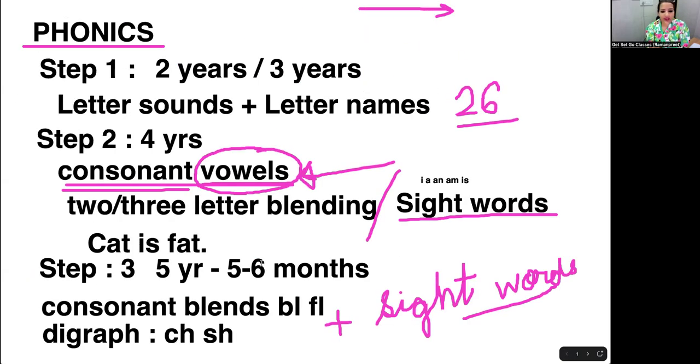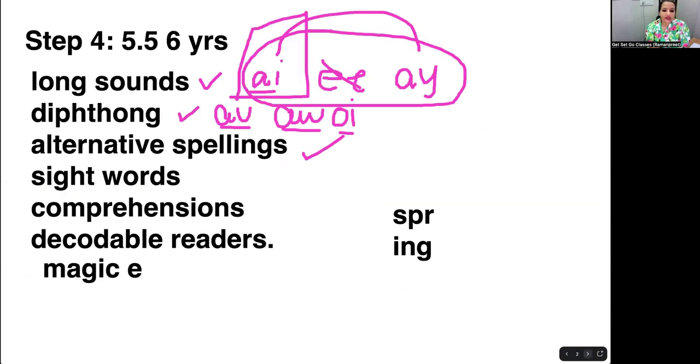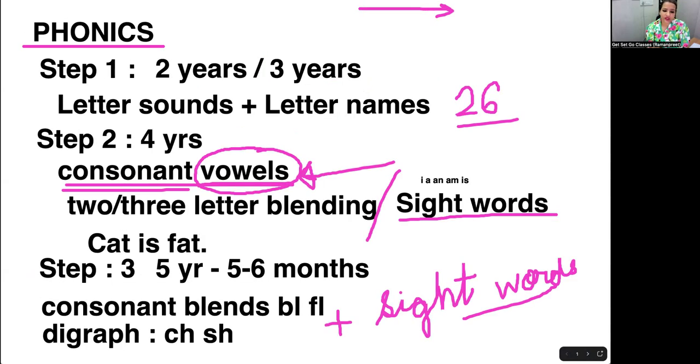Step one, step two. I have tried making it clear with the age groups also, so that it's easy for all of you. So this is how you can move forward in your phonics journey with your child.